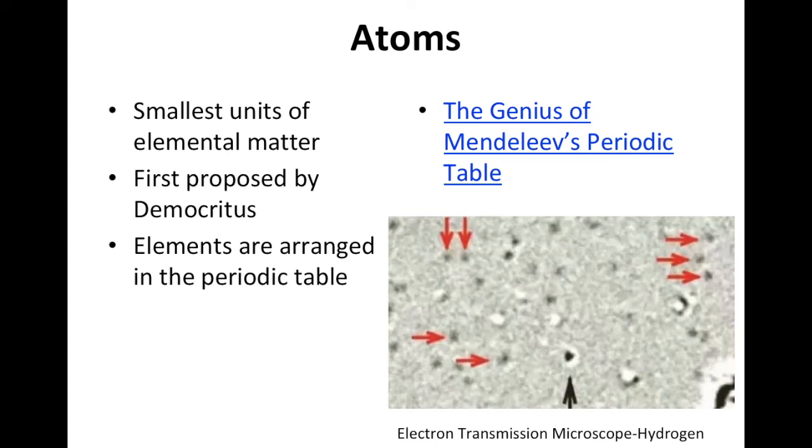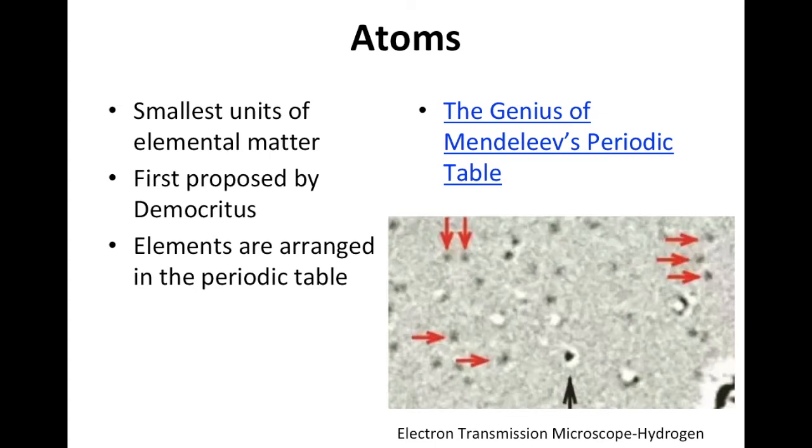Even though we haven't been able to see atoms for a long time, they're not a new idea. They were first proposed by a Greek philosopher named Democritus thousands and thousands of years ago. He believed that they were just these indestructible little balls, which is not true, but it's okay. That was thousands and thousands of years ago.